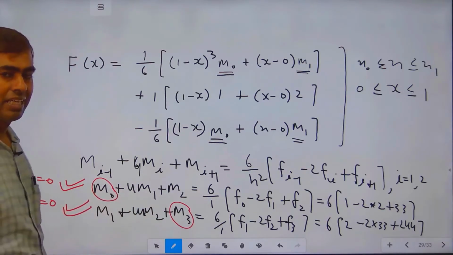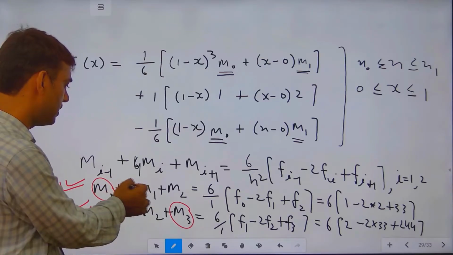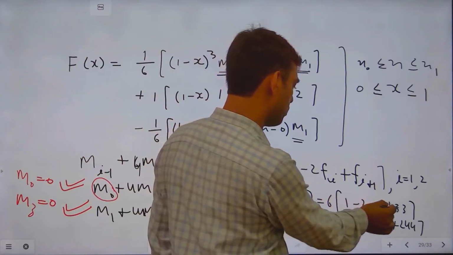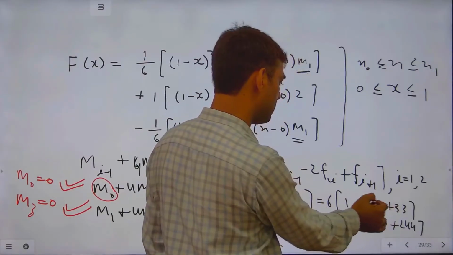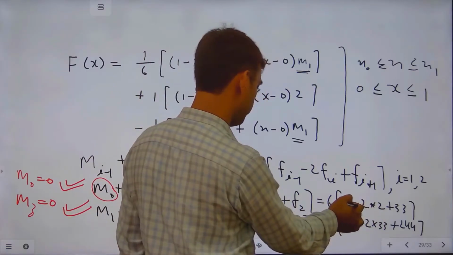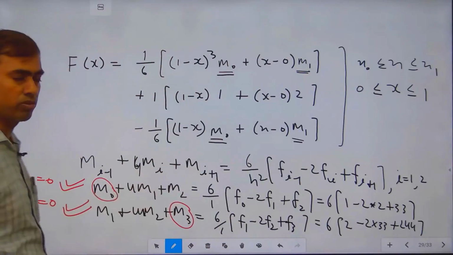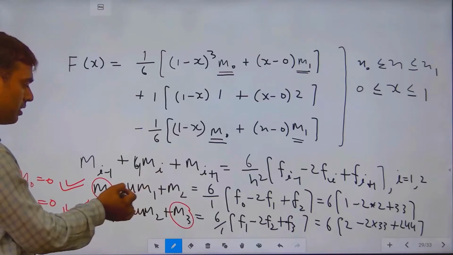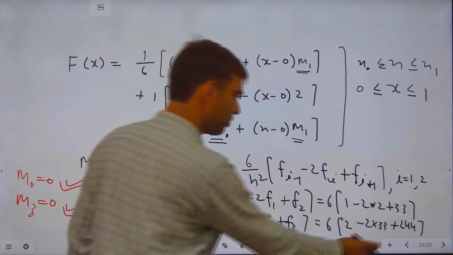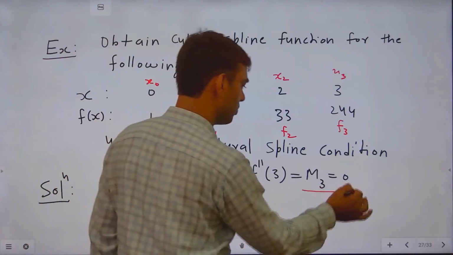Then we have two equations and two unknowns. We solve these two equations: 4 m1 plus m2 equal to 6 times this one, which is 1 minus 4 plus 33, so 30, which gives 180. So 4 m1 plus m2 equal to 180, by putting m0 equal to 0 and m3 equal to 0, because this is the condition of a natural spline, already given in the problem.